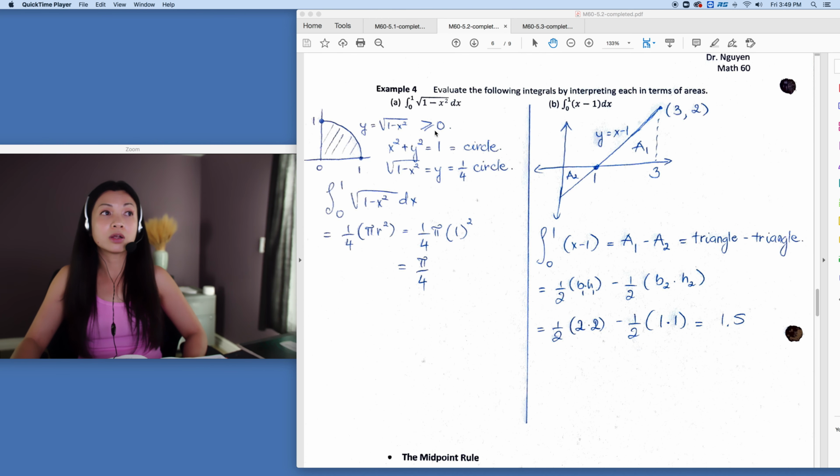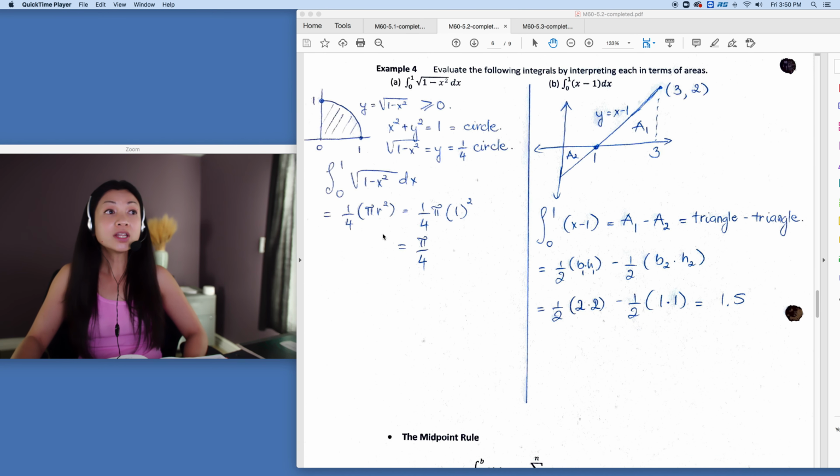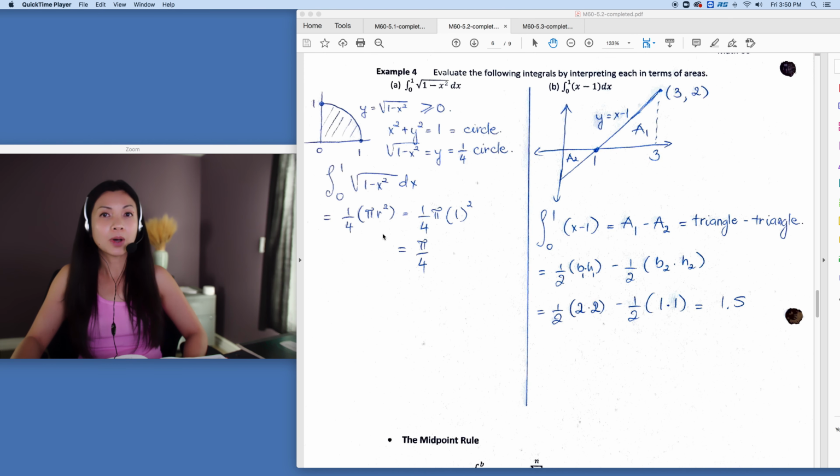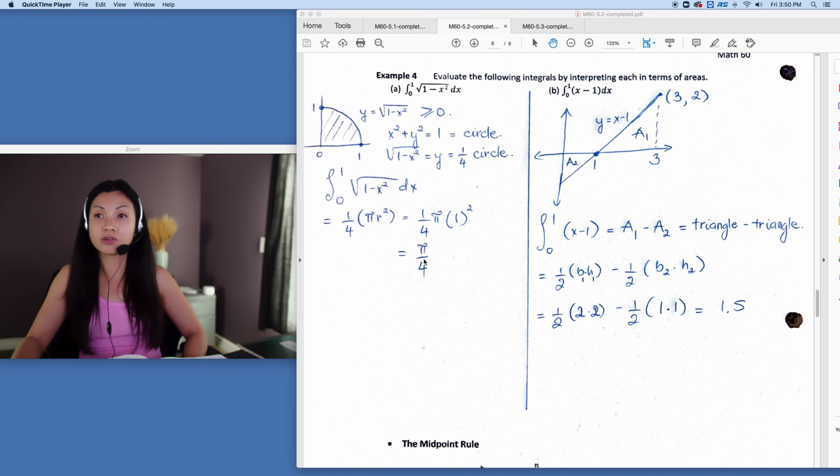This part right here is greater than 0. Now, hopefully you still remember that x squared plus y squared equals 1 is a circle with radius 1. So if I take the square root, it's a quarter of the circle. You see that? A quarter. So if I draw the whole circle, this is just a quarter. Now, what is the area of a circle? Pi r squared, right? So 1/4 pi r squared. So that's how I got pi over 4.